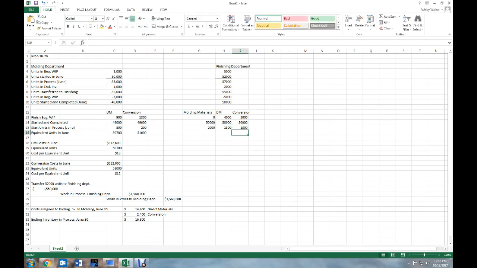Okay, so now we have started our units in process for June. That's going to give us our equivalent units once we add everything up: 52,000 for molding materials, 55,000 for direct materials, and 53,800 for conversion. So now our cost per equivalent unit for molding materials. This one's easy. That's what got transferred in from Work in Process to us here, 1,560,000.